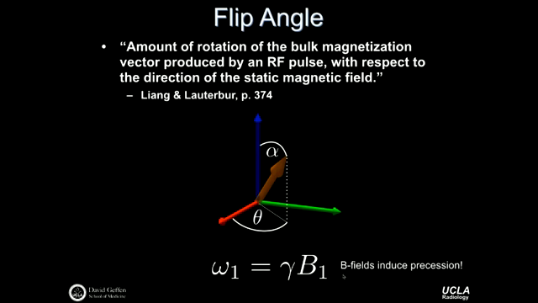But importantly, it's all B fields that induce precession. So we can precess at 64 megahertz because we're in a 1.5 Tesla field. It's very, very fast. Or we could use a 1 microtesla field and precess at 6 hertz, much slower because it's a much lower magnetic field. All right, let me work through one of the first examples here.